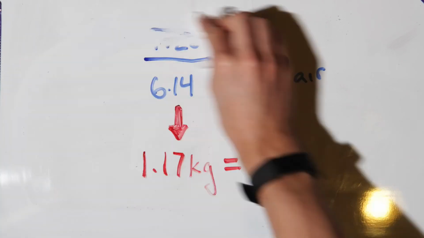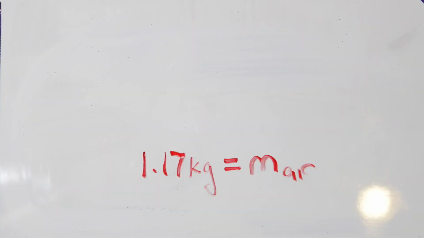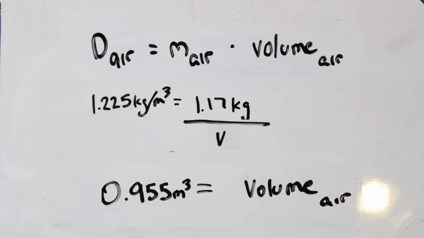Following this, the mass of the air can be plugged into the density equation, which as a refresher is density is equal to mass over volume. Once these variables are discovered, the volume of air can be found. The final answer is about 0.95 meters cubed.